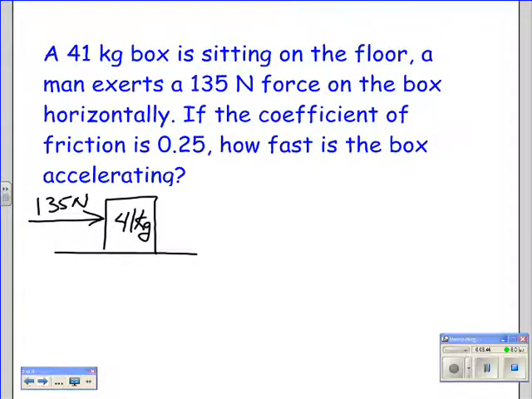The coefficient is 0.25. How fast is the box accelerating?